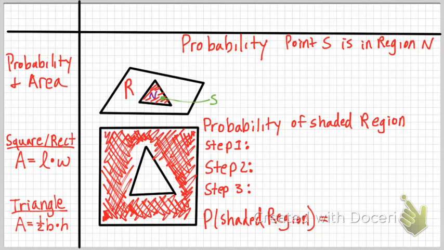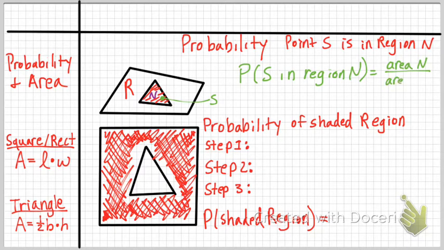Well, it's pretty simple what we need to do. So we have P that S is in region N, and all that will be is the area of N divided by the area of R. So we always assume that S will be in R no matter what. So S has to be within this region, but we're trying to find out if it's inside of the subregion of N.